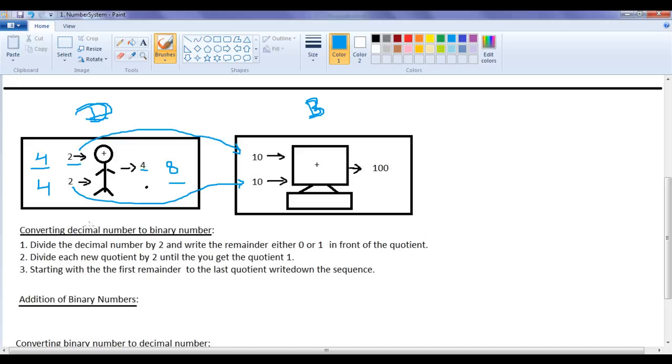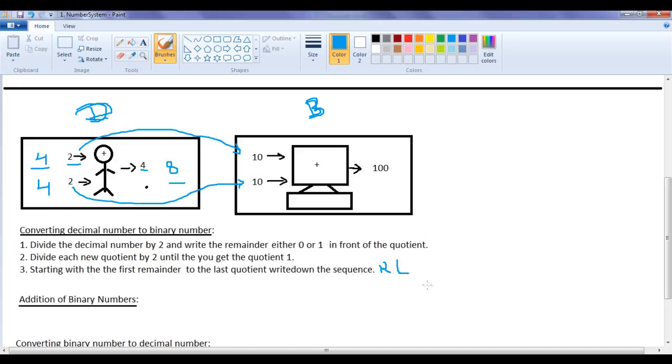How do we convert a decimal number to a binary number? 3 different steps we are going to follow. Step 1. Divide the decimal number by 2 and write the remainder, either 0 or 1, in front of the quotient. Step 2. Divide each new quotient by 2 until you get the quotient 1. Step 3. Starting with the first remainder to the last quotient, write down the sequence from right to left.